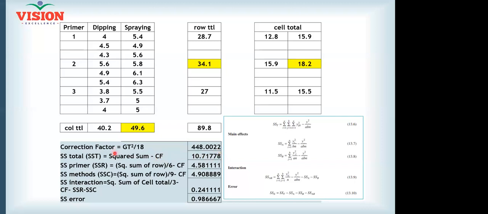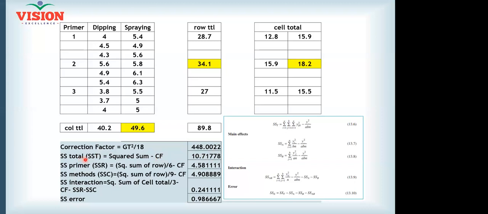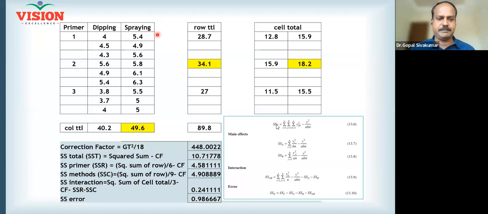Clear? So where is CF? Correction factor, where is the value? The correction factor is 448. And then minus CF, the total sum of square is 10.7.